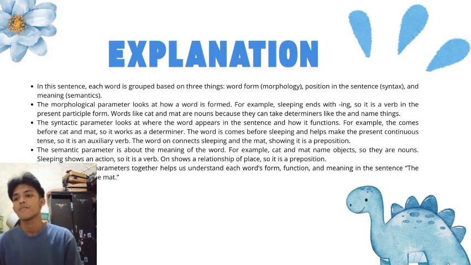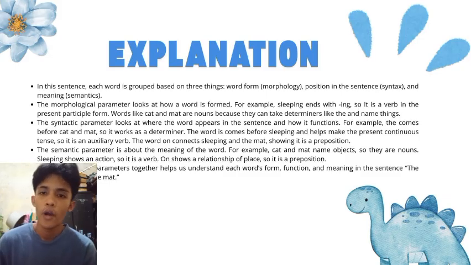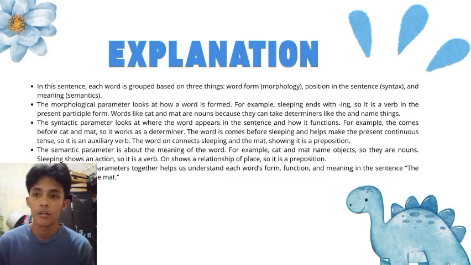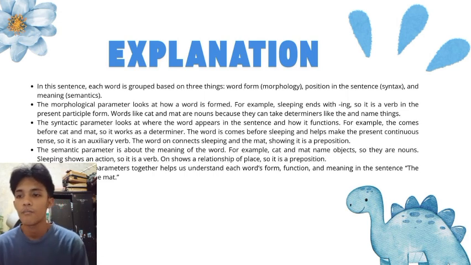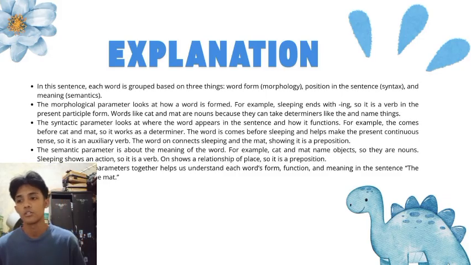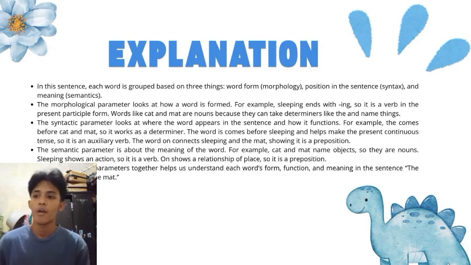The syntactic parameters look at where the word appears in the sentence and how it functions. For example, the before cat and mat works as a determiner. The word is comes before sleeping and helps make the present continuous tense, so is an auxiliary verb. The word on connects sleeping and the mat, so on is a preposition. The semantic parameters is about the meaning of the word.